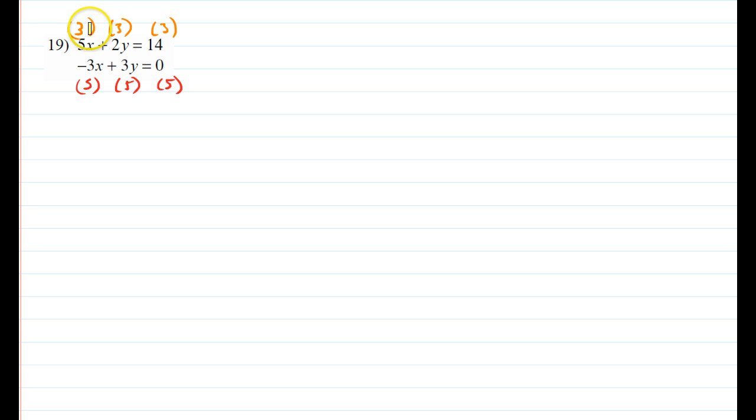Now I got the 3. I'm working with the 3 and 5 because I decided to get rid of the x's. So if I want to get rid of the x's, I just multiply the top by the bottom number and multiply the bottom by that top number. Alright, so let's see what we get. So 3 times 5 gives us a 15x. 3 times 2, 6y. And 3 times 14 is 42.